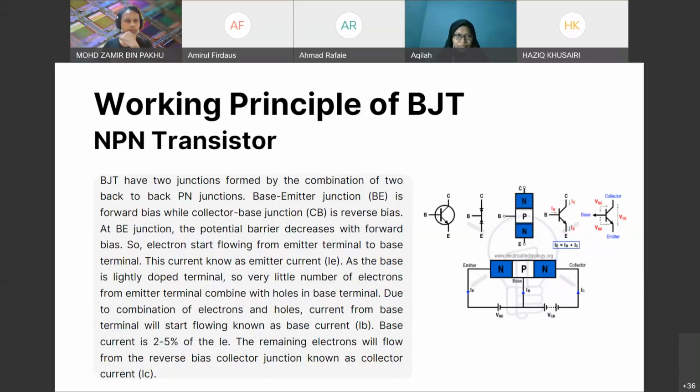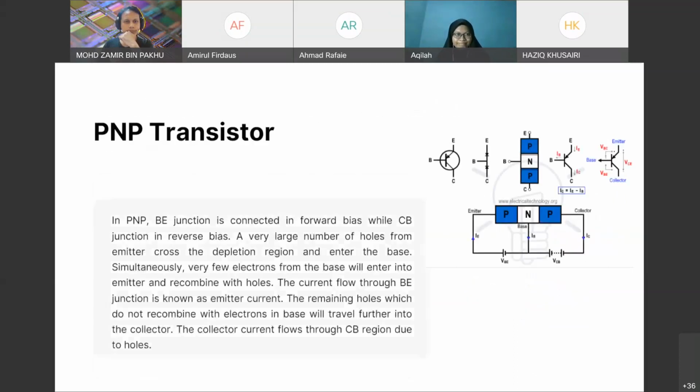The next, Amirul. PNP transistors. The majority carrier for a PNP transistor is the hole, and the minority carrier is the electron. In PNP, the PE junction is connected in forward bias, while the CB junction is connected in reverse bias. A very large number of holes from the emitter cross the depletion region and enter the base. Simultaneously, very few electrons from the base will enter the emitter and recombine with holes. This is because the depletion region in BE is narrow as in forward bias.